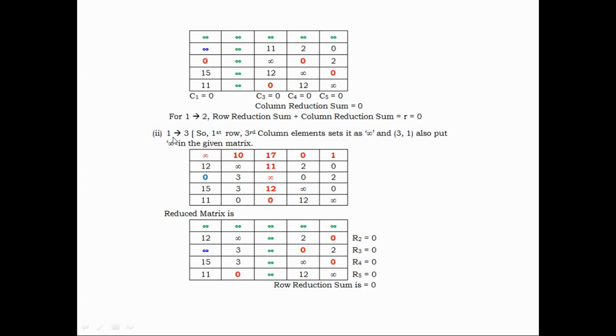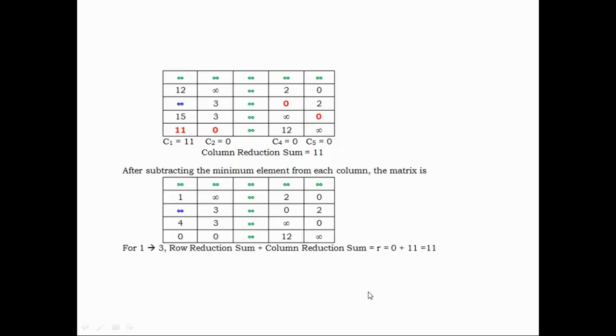In the same way, calculate the distance from 1 to 3. First row and third column elements set as infinity, and 3, 1 also put infinity in this given matrix. This is the first row and third column elements, and 3, 1 is infinity instead of 0. Now R2, R3, R4, R5 values are 0. Total reduction sum is 0.